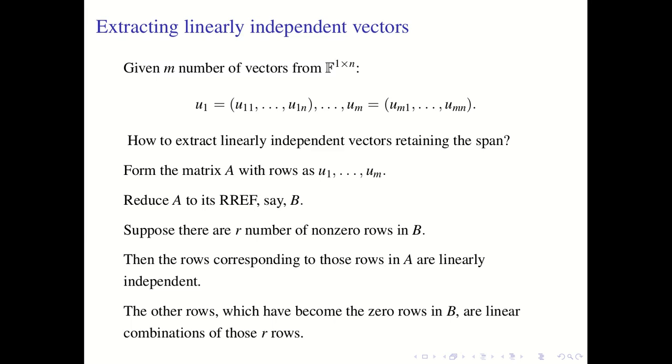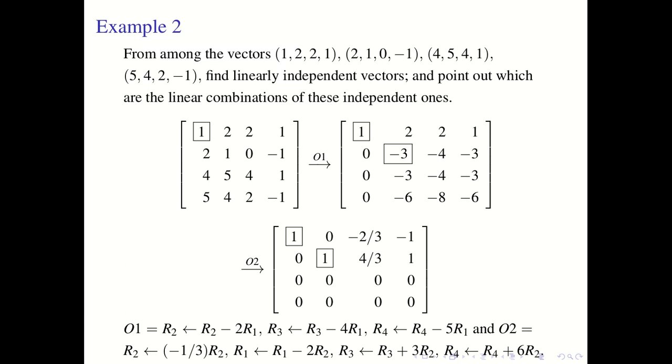Let us do one example. From these vectors 1 2 2 1, 2 1 0 1, 2 1 0 minus 1, 4 5 4 1 and 5 4 2 1, find the linearly independent vectors. Now let's do the algorithm that we described just now. Write down these vectors as rows of a matrix. Apply elementary row operations and bring it to a row reduced echelon form.